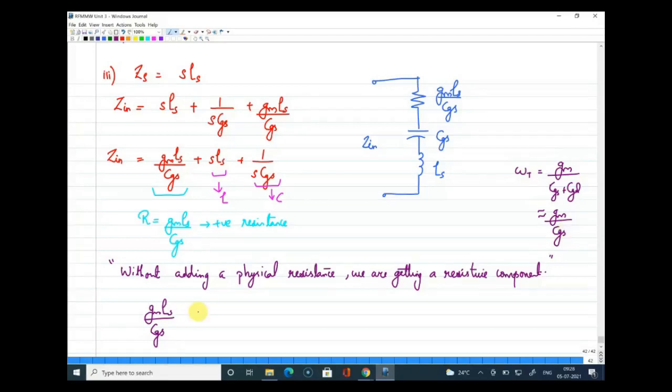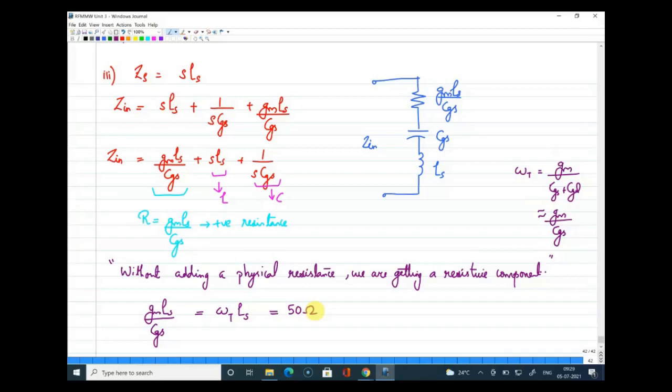In that case, I can equate this to omega t into Ls. So the resistance component we have here is equal to omega t into Ls. And what is our need here? I need to equate this resistance to a 50 ohm pure resistance. So omega t Ls should be equal to 50 ohm.